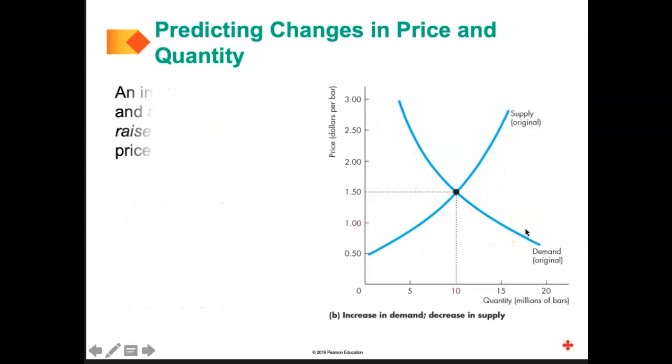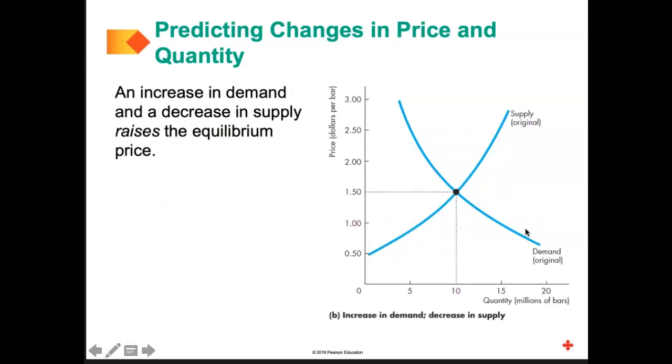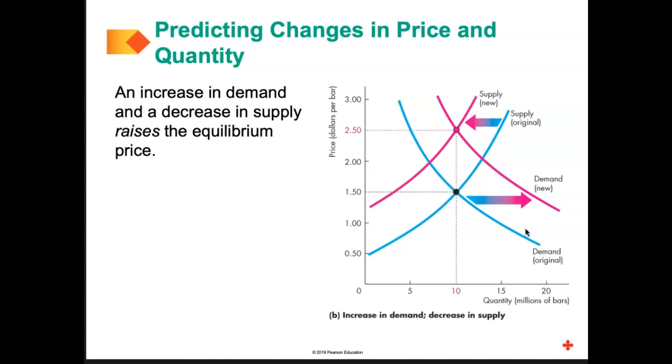And then finally, what about an increase in demand and a decrease in supply? An increase in demand, we know that it will shift the demand curve to the right, okay? And a decrease in supply will shift the supply curve to the left. We know that a decrease in supply will always raise the equilibrium price, and an increase in demand will always raise the equilibrium price, okay? So we know in that case that price will always increase when there's an increase in demand and a decrease in supply, okay? Price is always going to increase.